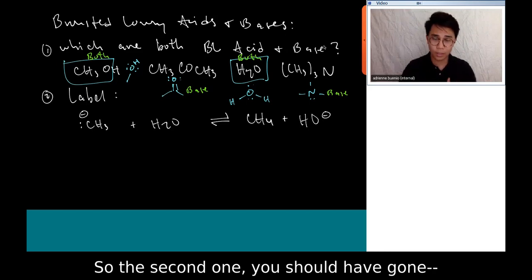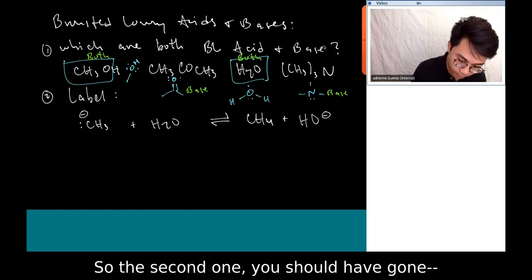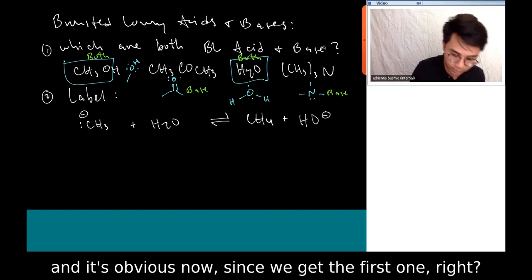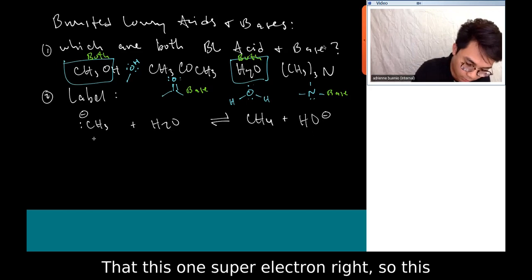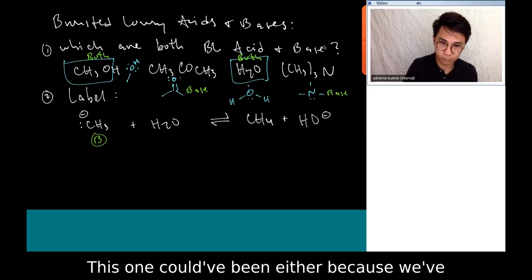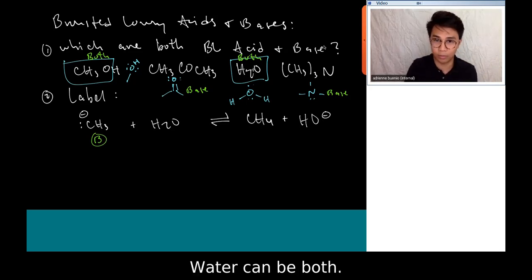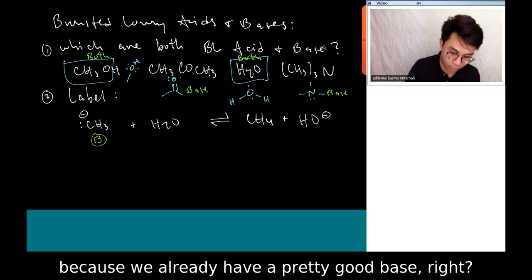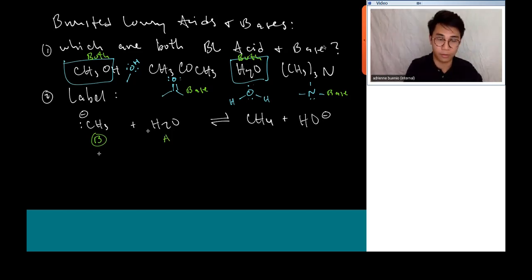So the second one, you should have gone, and it's kind of obvious now that we did the first one, right? That this one is super electron rich, so this would be the base. This one could have been either because we said here both, right? Water can be both, but in this case, it's going to act as the acid because we already have a pretty good base, right?